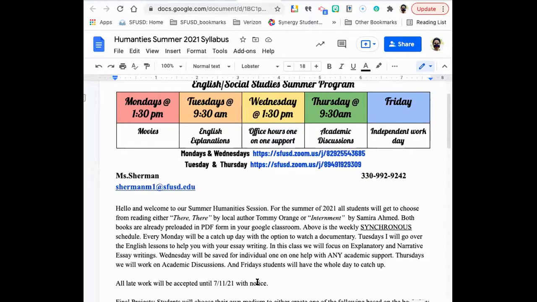Wednesday, office hours and one-on-one support. This does not just apply to this class. If you are applying to a job, you need help with references, how do I write this? Whatever you need help with and that I can help with within my reach, Wednesday is the day to come in and ask for that. That will just be one-on-one. You will all be in breakout rooms.